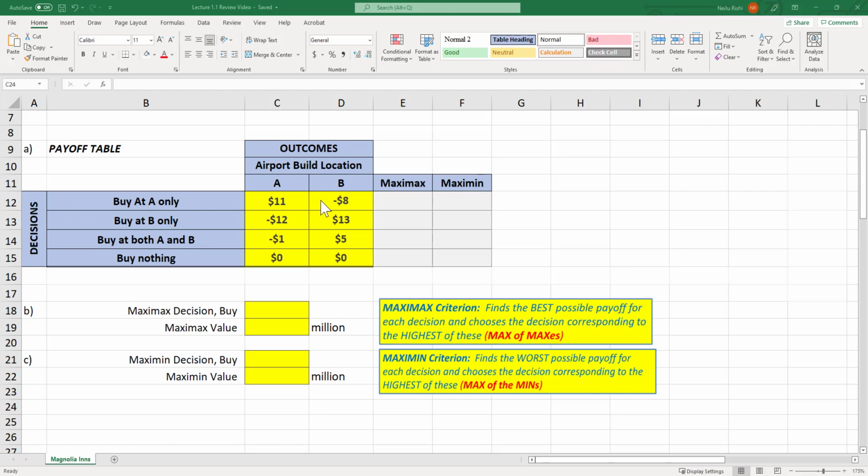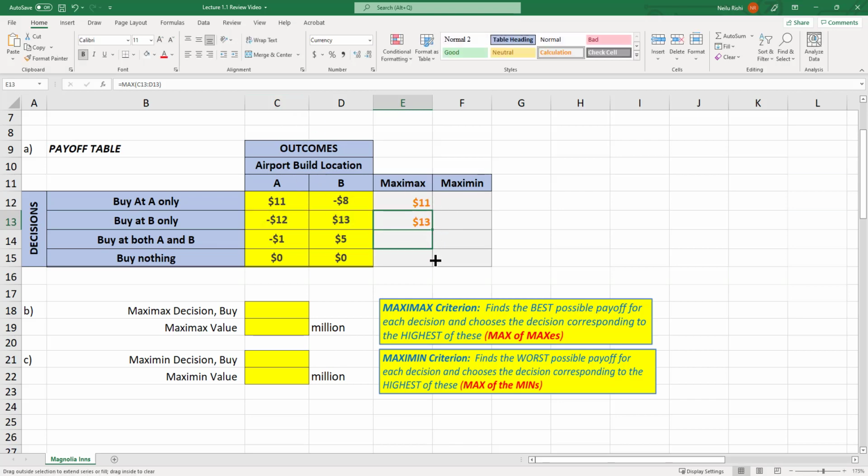So we look at each decision and we calculate the best possible payoff, which will be the maximum of those payoffs. Similarly, if we were to buy at B, we would look at the two possible outcomes there and get the maximum payoff of those two. And so forth. Now, one of the shortcuts you can use, you can see that we have max and it references columns C and D.